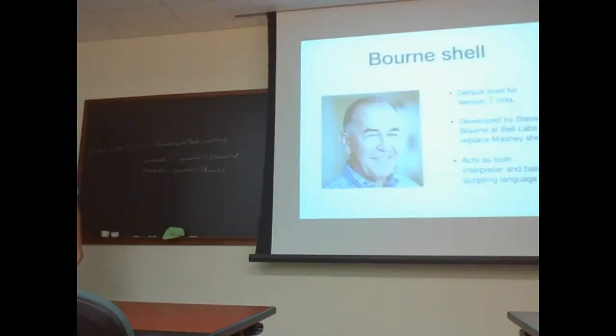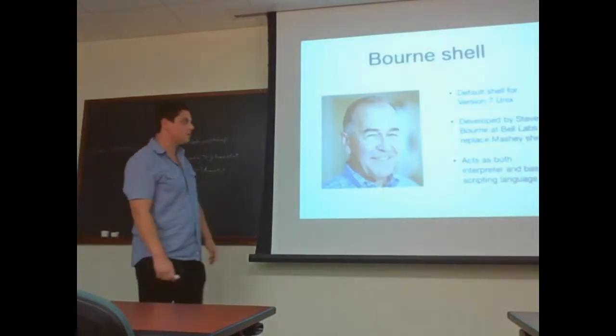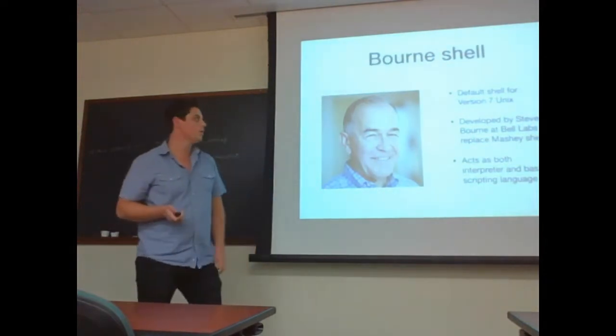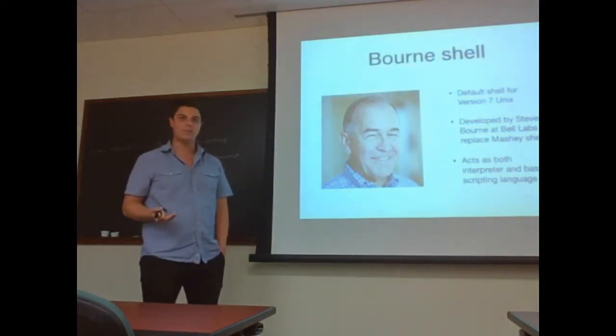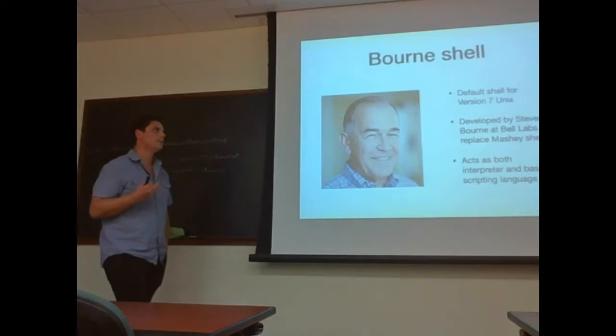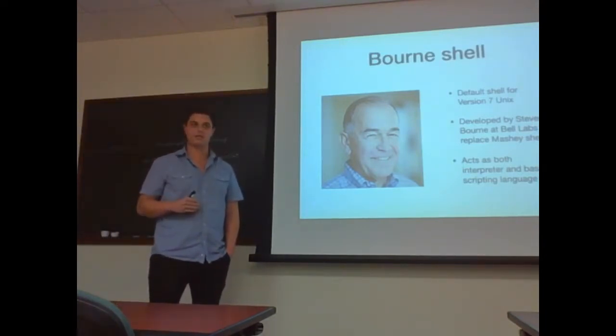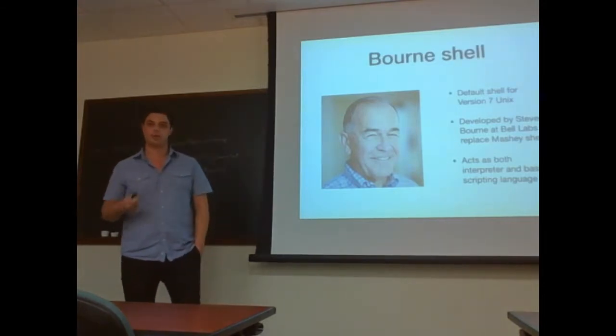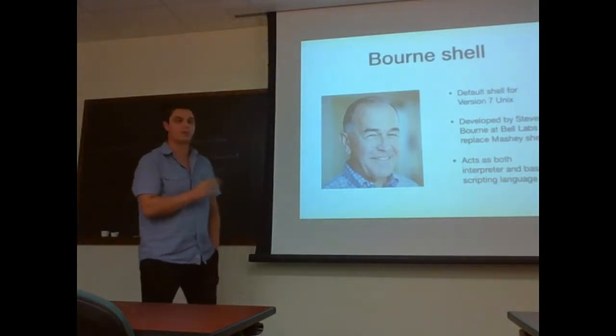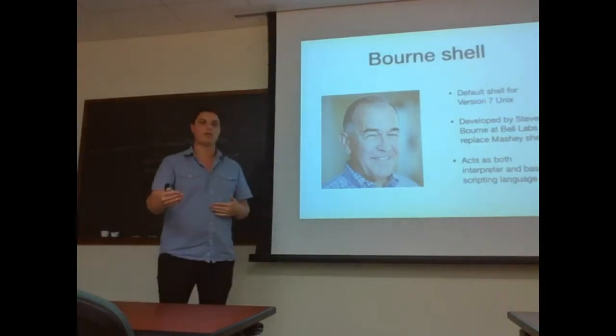This is then superseded by the Bourne shell. This is the default shell for version 7 of Unix. It was developed by Stephen Bourne at Bell Labs. And it was almost immediately after the Mashey shell came out that he, very quickly afterwards, put this out there. It acts as both an interpreter and a basic scripting language. So the first and most important thing about the Bourne shell is that it allows scripting, as opposed to just dealing with the interpreter.